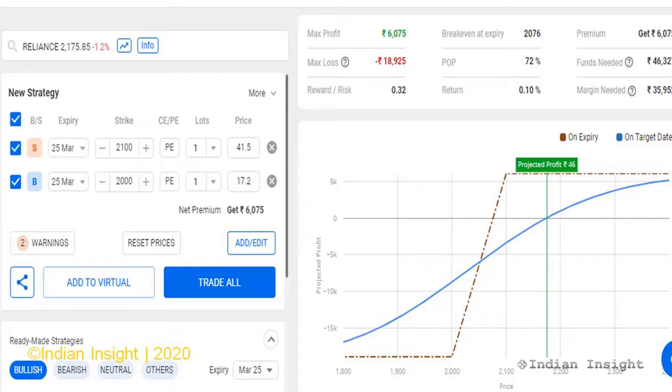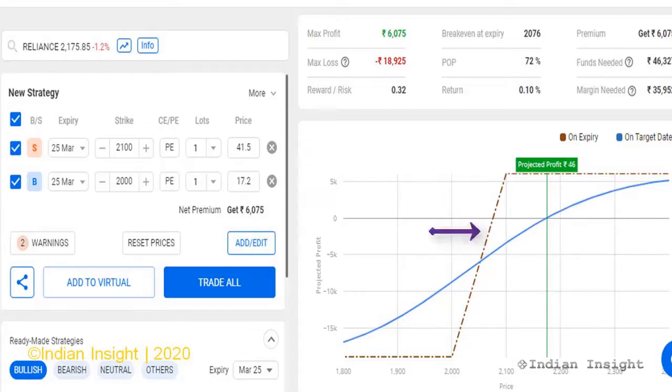Here we see that the 2100 strike is available for 41.5, while the 2000 strike put is available for 17.2 rupees. When you sell the 2100 strike put, you will receive a premium of 41.5, and when you buy the 2000 strike put, you will pay 17.2 rupees. This means you will net around 24.3 rupees. When you multiply this by the lot size of around 250, you come to the amount shown here. So when you initiate your trade at these prices, you will receive around 6000 rupees for each lot.